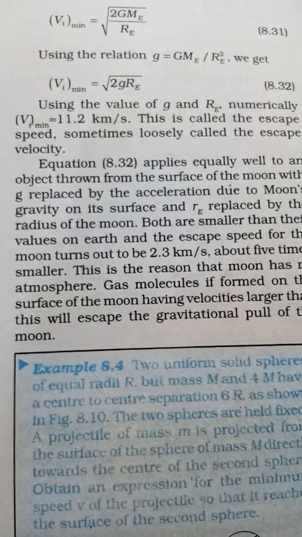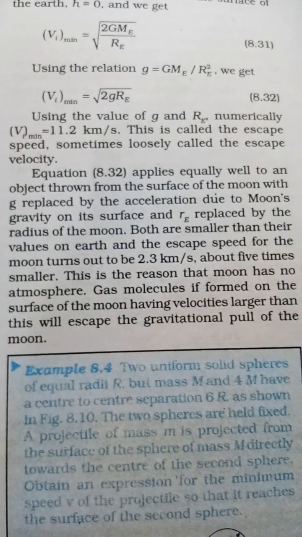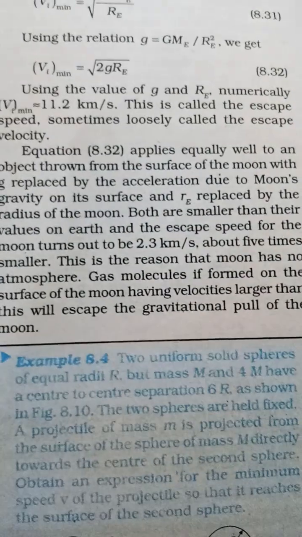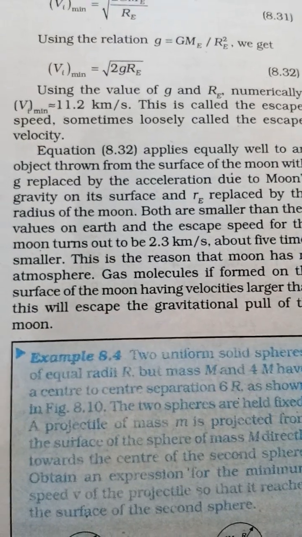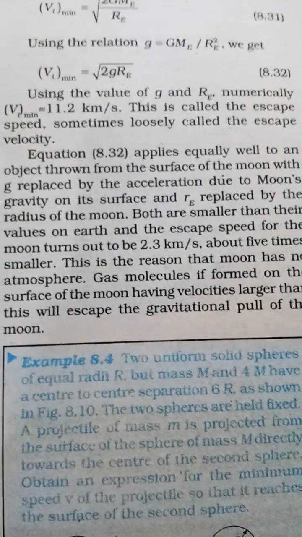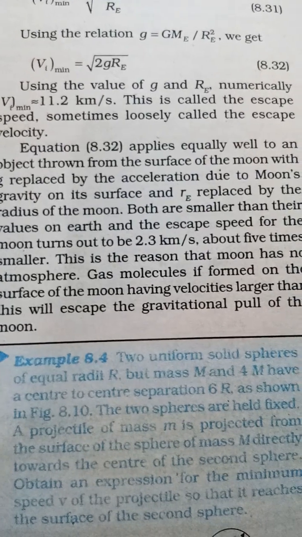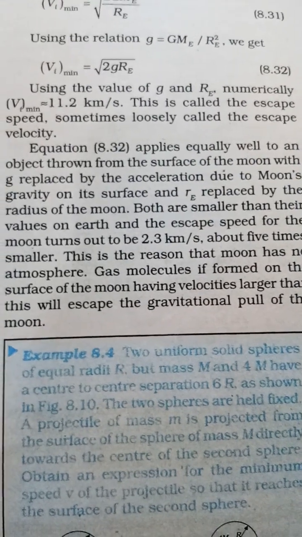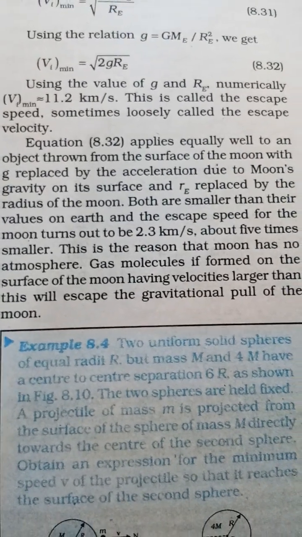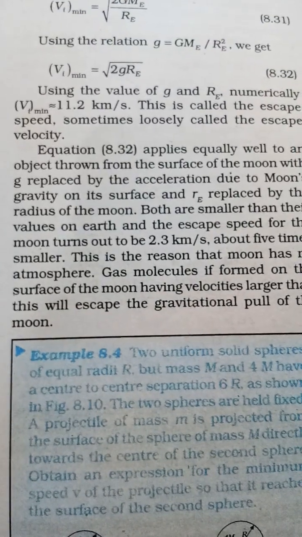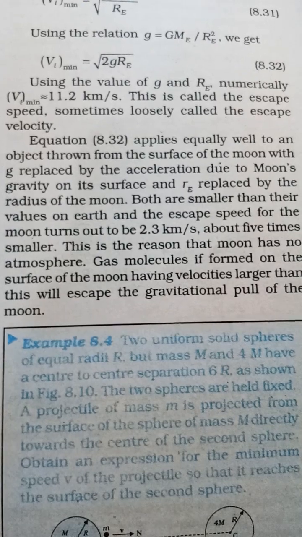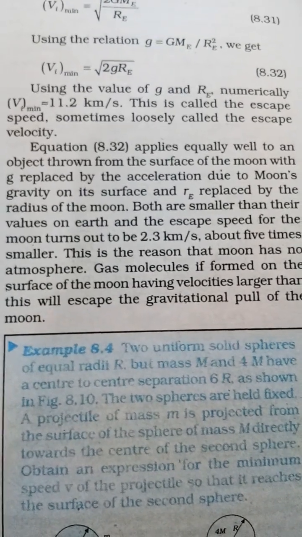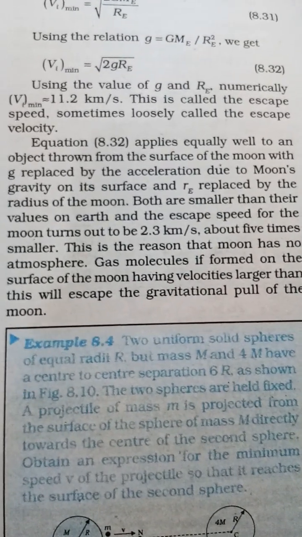Equation 8.32 applies equally well to an object thrown from the surface of the moon, with g replaced by the acceleration due to the moon's gravity on its surface, and Re replaced by the radius of the moon. Both are smaller than their values on Earth, and the escape speed for the moon turns out to be 2.3 km per second, about 5 times smaller.